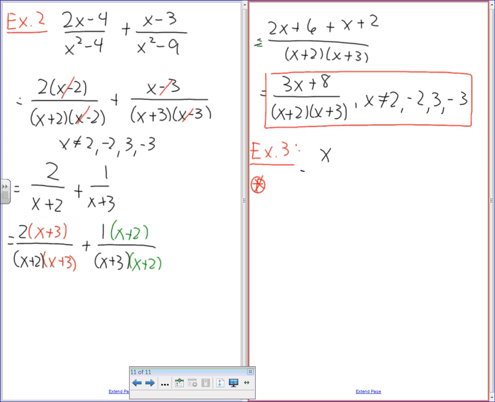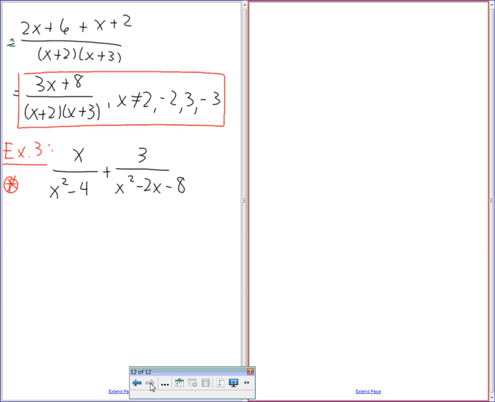So I'm going to start with x over x squared minus 4 plus 3 over x squared minus 2x minus 8. Okay. Can I get someone who has not raised their hand yet today to volunteer, please, to factor for me?